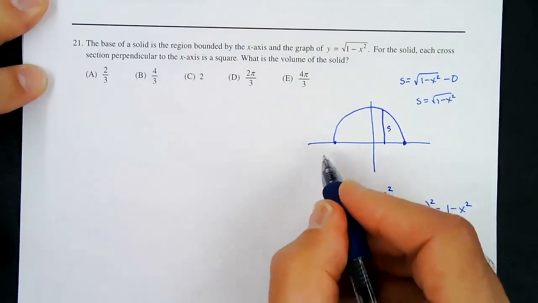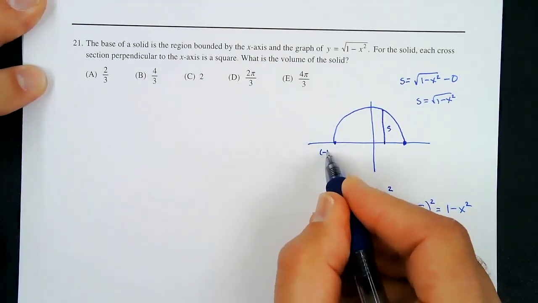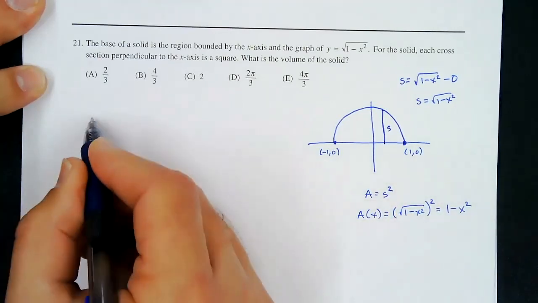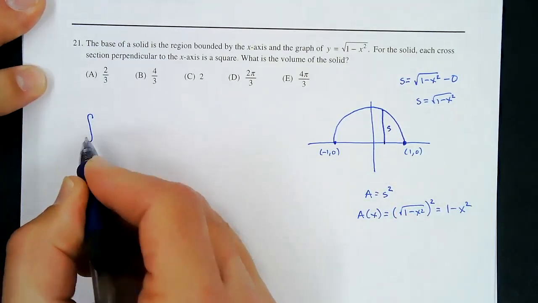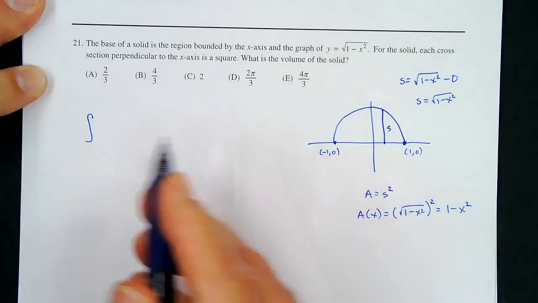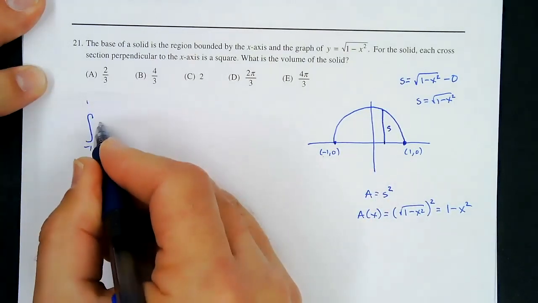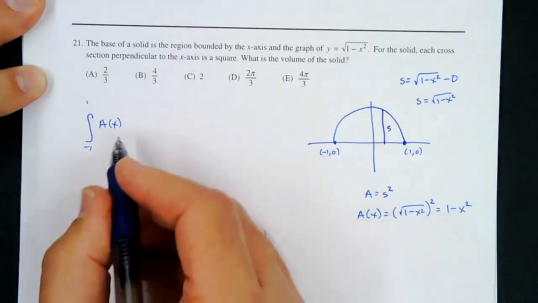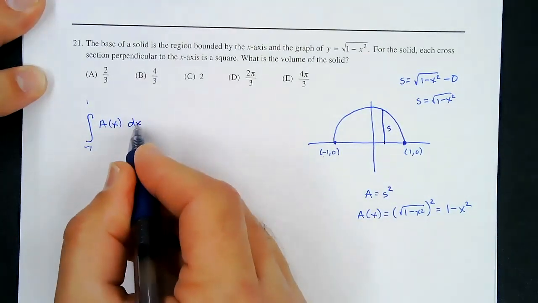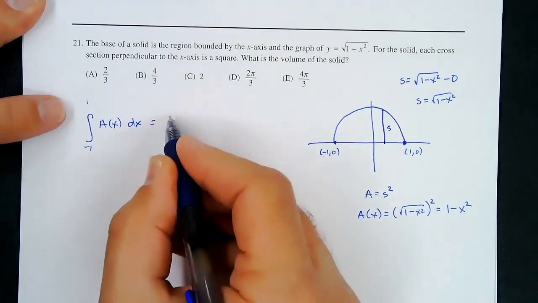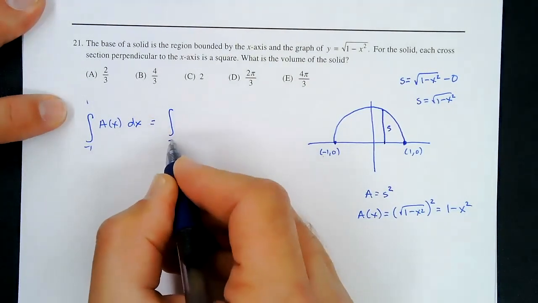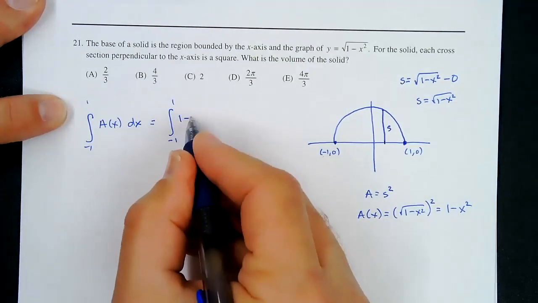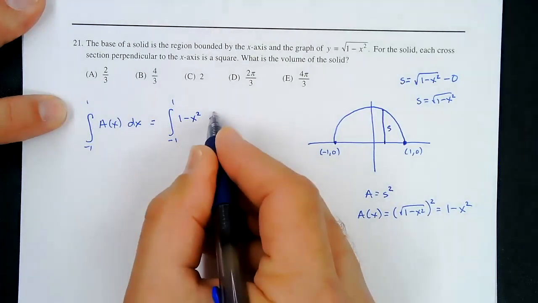So now this point right here is -1 comma 0. This point right here is 1 comma 0. So then to find the volume, I'm going to have to integrate from -1 to 1 my area function times the thickness of it, which is going to wind up being dx. So this is going to be the integral from -1 to 1 of 1 minus x squared dx.